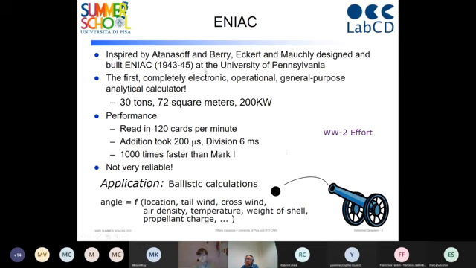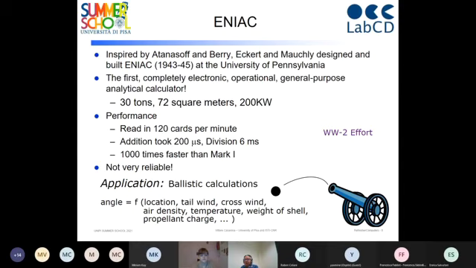And here you see, however, we will get back to these figures later, but you see that as compared to what you have in your hand, your smartphone or your PC, we are on a completely different scale, 30 tons, 72 square meters and so on. However, they were working, and they were somehow really the ancestor of the computers of today.